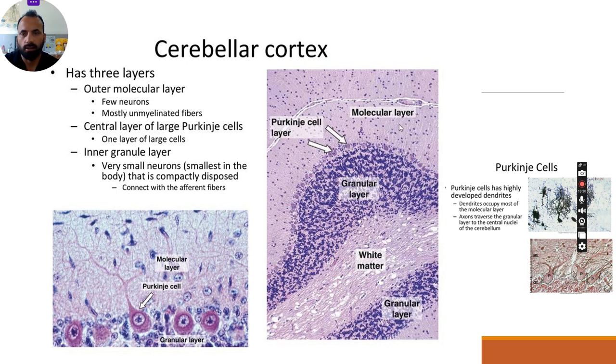In the outer molecular layer, you can see there are few neurons, and mostly these neurons will be unmyelinated. Then there will be a cell layer called the central layer of large Purkinje cells. This is the enlarged view of the Purkinje cell. You can see the Purkinje cell layer here. So this will be the large cell layer as the Purkinje cell layer. Then there will be the inner granule layer. So these are the 3 layers of the cerebellar cortex: the outer molecular, the middle Purkinje, and the inner granule layer.